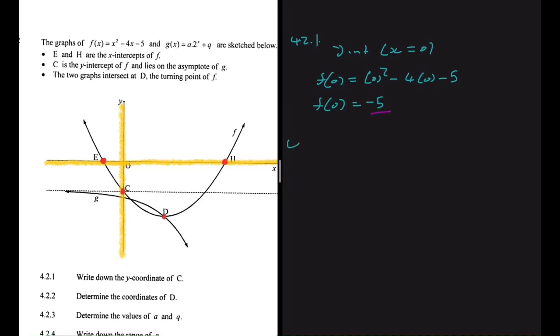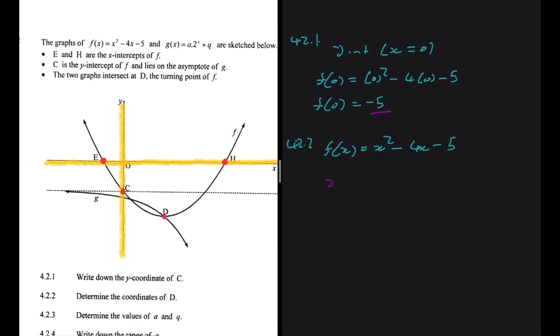And then the next question, 4.2.2, let's determine the coordinates of D. D is the turning point of f of x, right? So we have f of x, let's not forget, being equal to x squared minus 4x minus 5, right? If we want to find the coordinates of the turning point, it's beneficial if we start with the x value of the turning point, right? Because we have a formula for that.